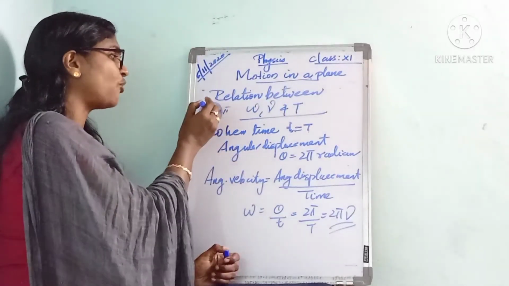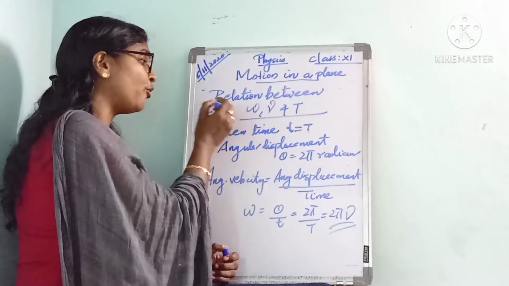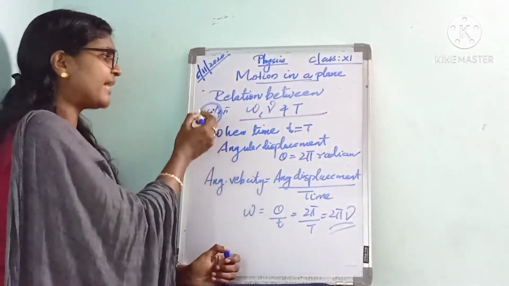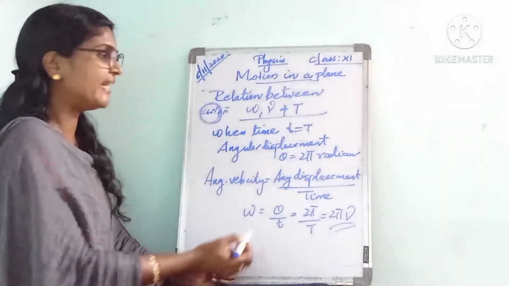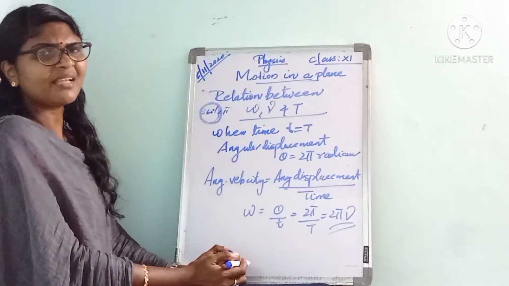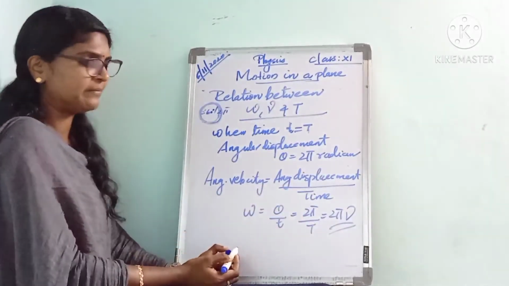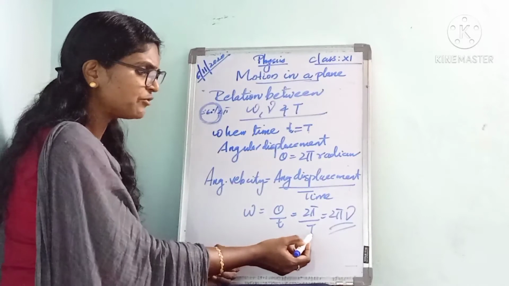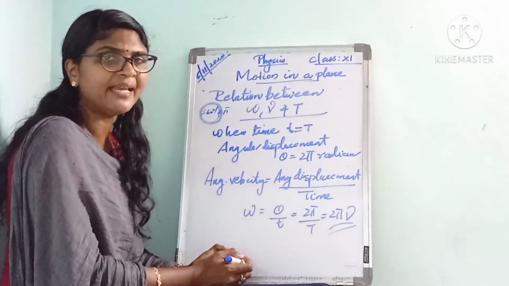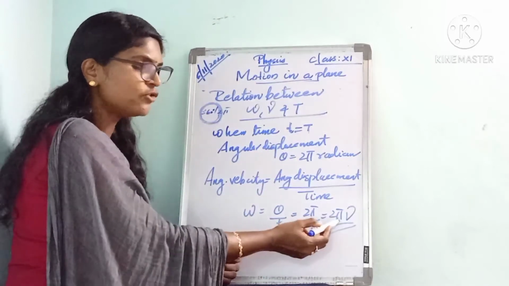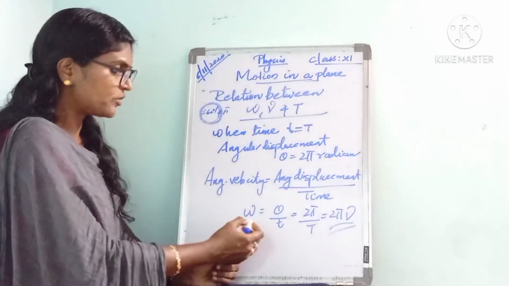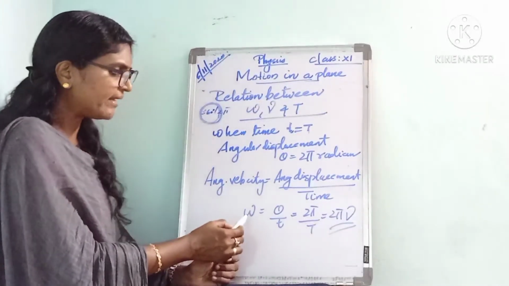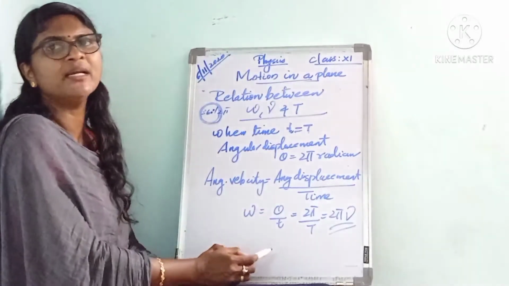Here, when the particle completes 1 revolution, the time taken is the time period T, and the angular displacement is 360 degrees, which can be written as 2 pi radian. Then angular velocity equals angular displacement by time, so omega equals theta by t. If theta is 2 pi, then instead of time we write the time period T. So omega equals 2 pi by T. But 1 by T is the frequency nu, so that is equal to 2 pi nu. So the angular velocity is equal to 2 pi by T or 2 pi nu.